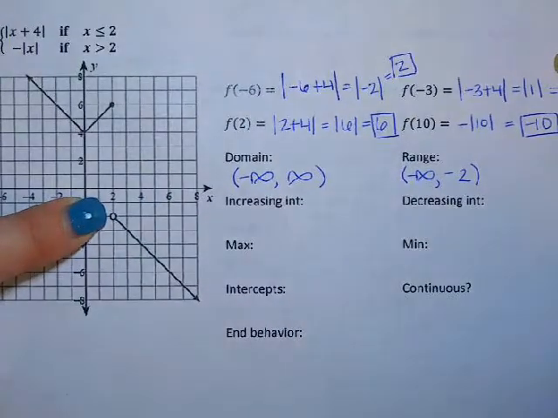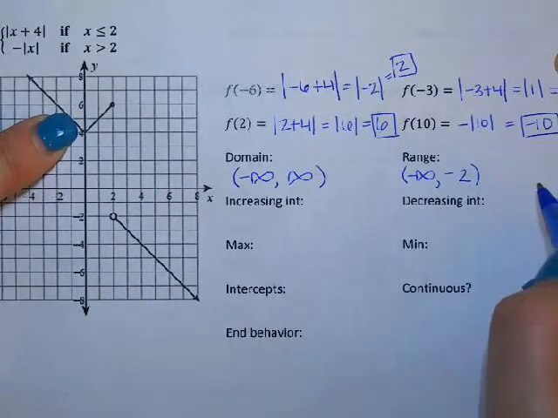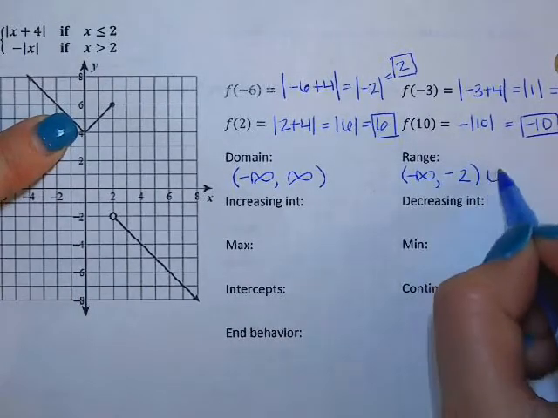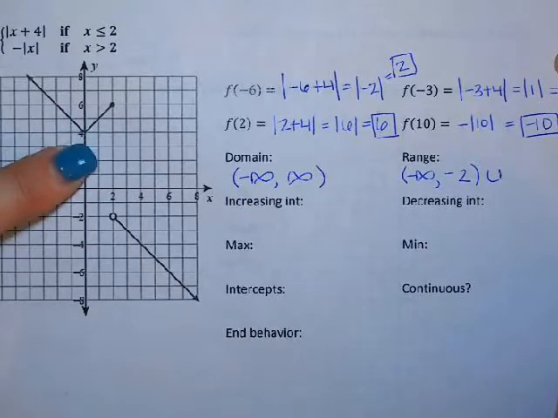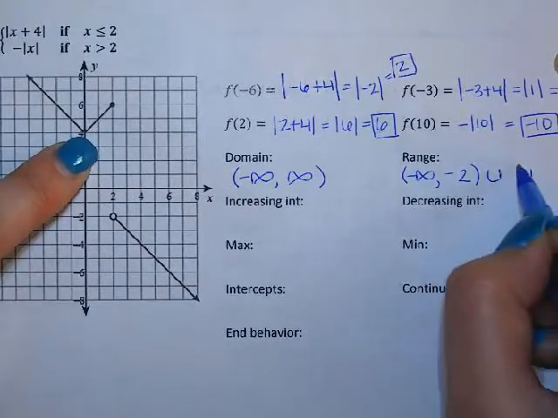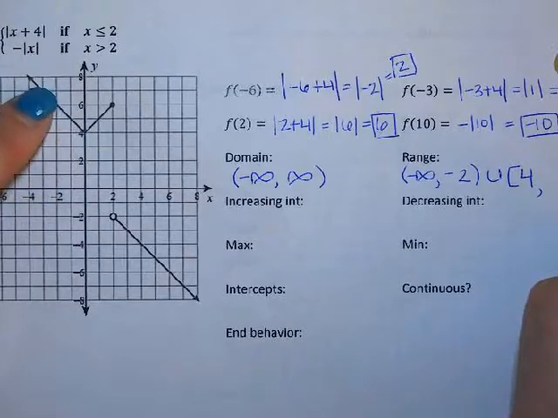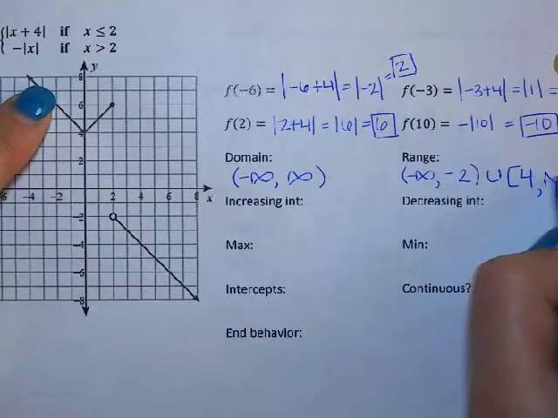Okay. And then we have another answer. So what do I put before I do my next answer? A U. And then what's the next Y value we can see? 4. Can we equal that point? Yes. So what do I put? Bracket. And then what do we see after that? Infinity, because it goes up forever.